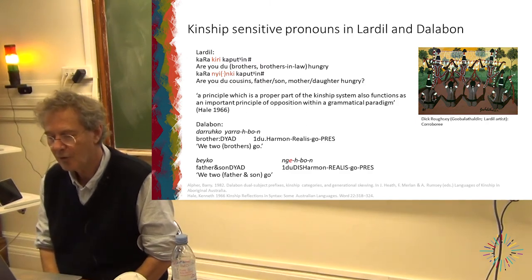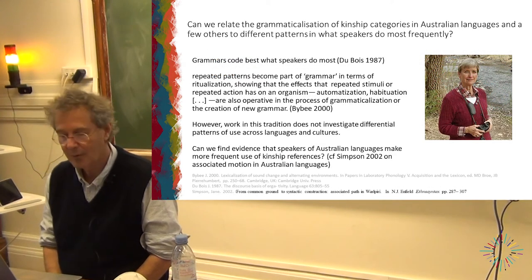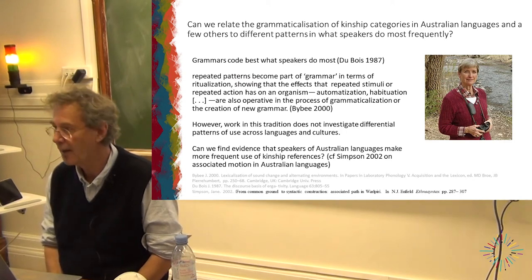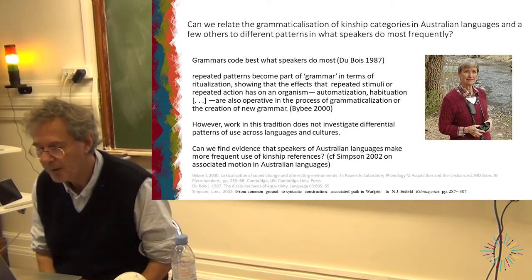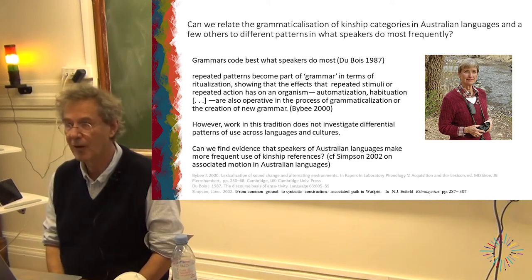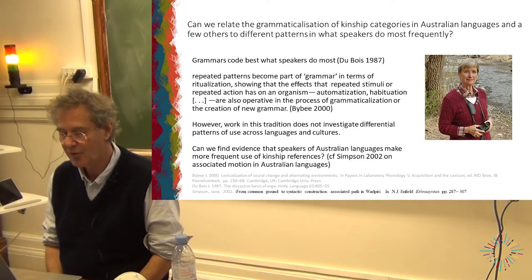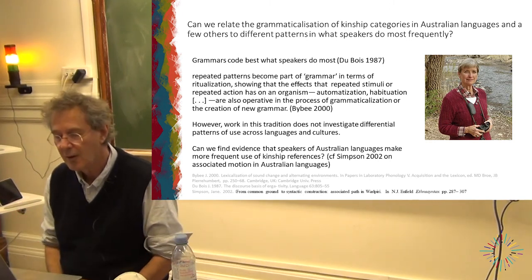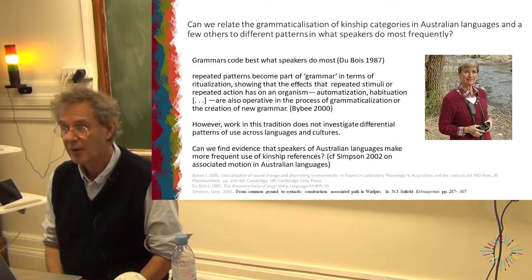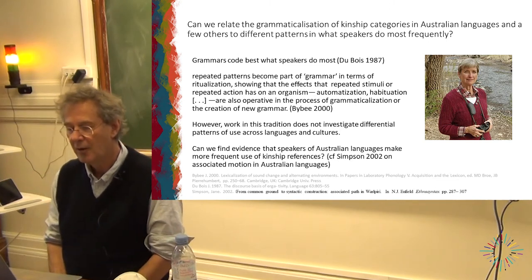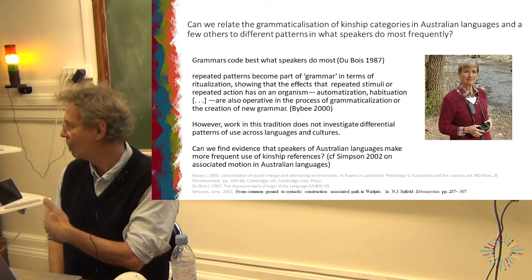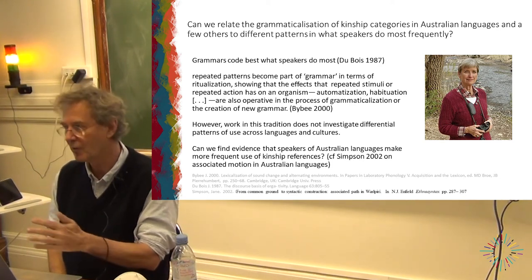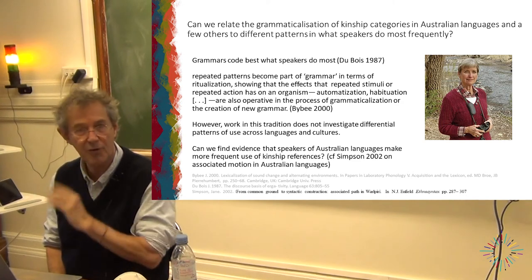Here's Joan Bybee, who's been one of the people who's written the most about how repeated patterns become part of grammar in terms of ritualization. And this has been a huge focus of functionalist approaches in linguistics, that automatization, habituation, and so on go into grammaticalization. The assumption has been, well, you can look in any language and see what goes on. This is how we form perfects, or this is how we grammaticalize plurals or pronouns, whatever they are.